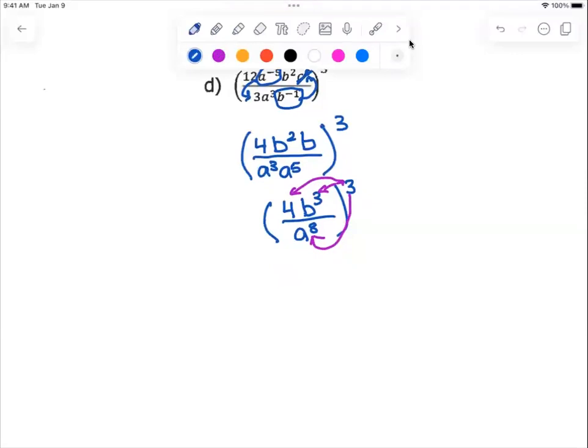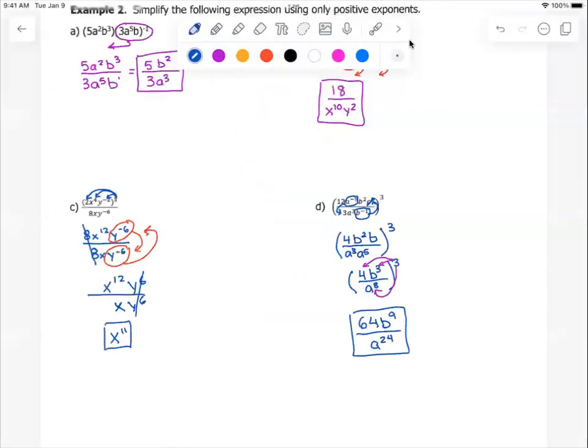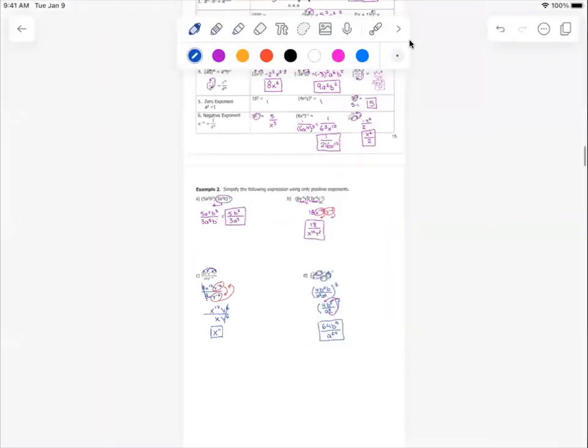So 4 to the 3rd power, not 4 times 3, 4 to the 3rd, 64. Now here's an exponent. 3 times 3 is 9. And power to power, 8 times 3 is 24. That is my answer. I'm done. Okay, that is it for your review on your exponent rules.